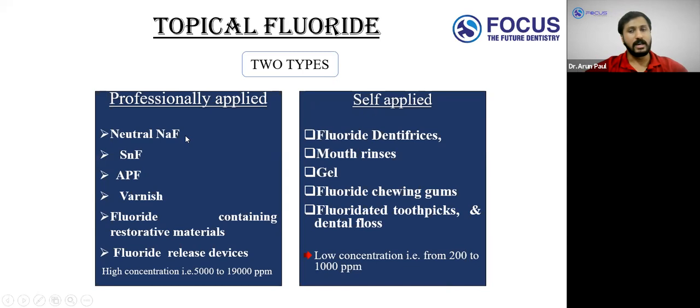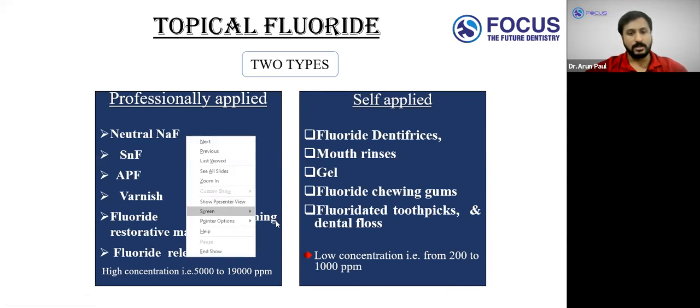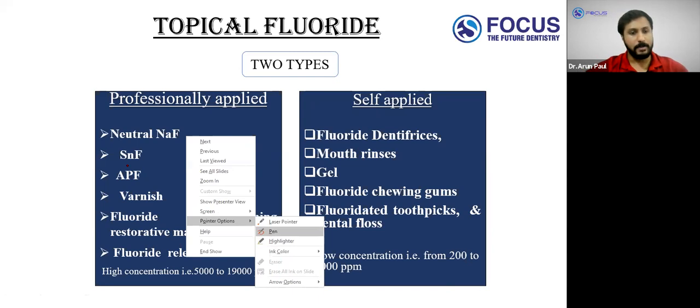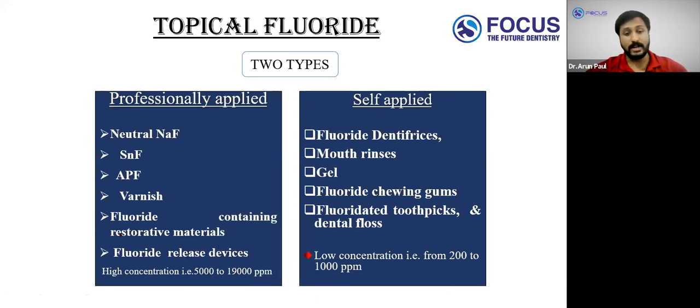The examples of professionally applied are neutral sodium fluoride, stannous fluoride, APF, fluoride varnish, fluoride-containing restorative materials, and fluoride-releasing devices. These are devices impregnated into the tooth surfaces which release fluoride. Here the most important part is that the topical fluorides are delivered at a very high concentration, around 5,000 to 19,000 ppm. That is one major difference between professionally applied and self-applied. A dentist or professional can apply it at a very large concentration, up to 5,000 to 19,000 ppm, because it is under their control.